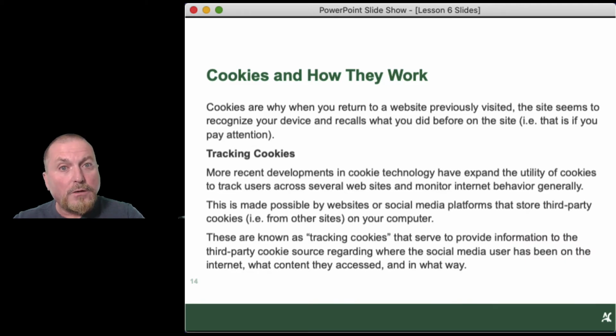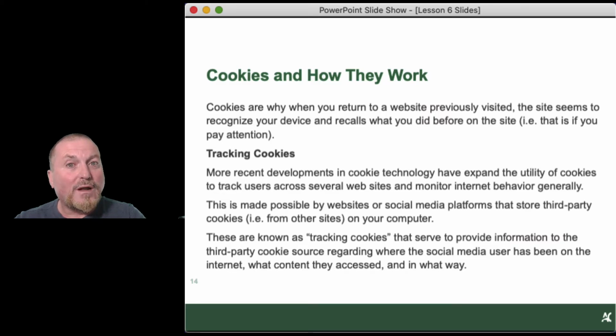So, you can pay Google, if you're a company, to deposit tracking cookies that give you the information to see what people who have visited your site regularly, what other sites are they visiting? Do I have any competitors? What other areas are they spending money? Are they spending money in an area that is highly related to where my product can leverage in and get some of that money for my company? All of these things can be done now, right? And they're known as tracking cookies that serve to provide information to the third-party cookie source regarding where the user has been on the internet, what content they accessed and in what way, right?